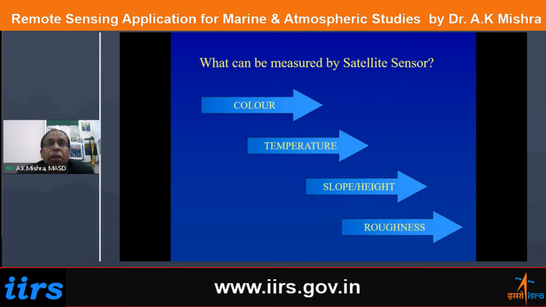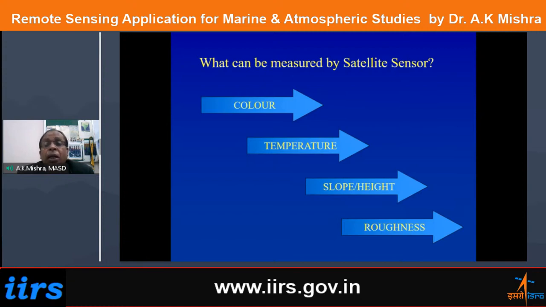These 4 parameters give you a lot of information about the ocean surface. So color of the ocean will tell you whether the water is clear or turbid and what type of biological substances present in the water. And temperature of the surface will give you information about the warm currents, cold currents, or the upwelling, which brings a lot of nutrient-rich water to the surface, which are cold in nature.